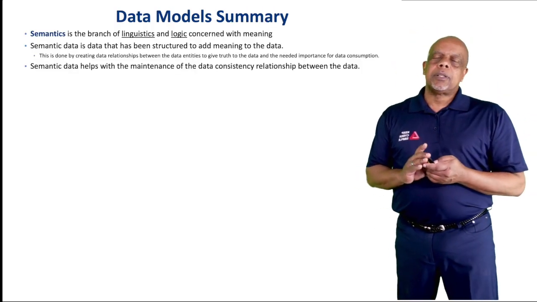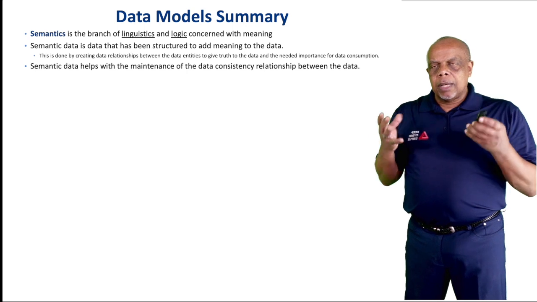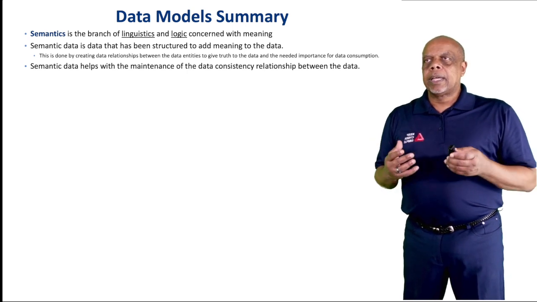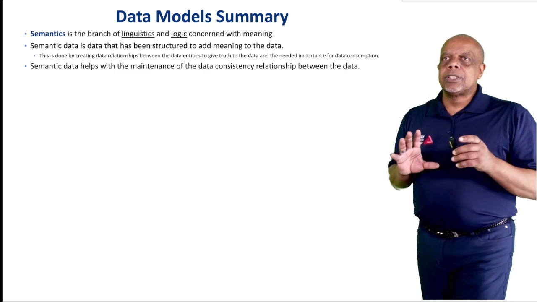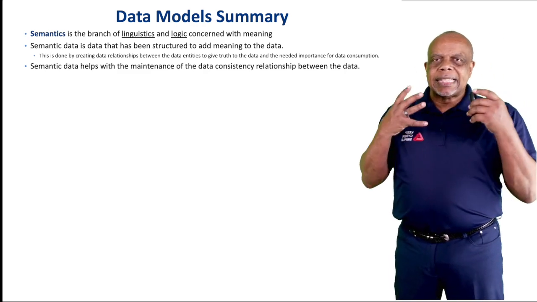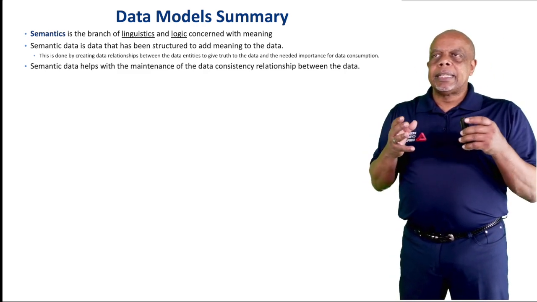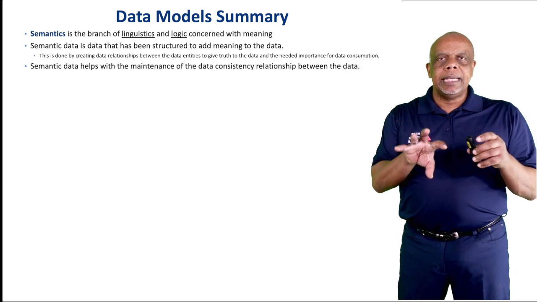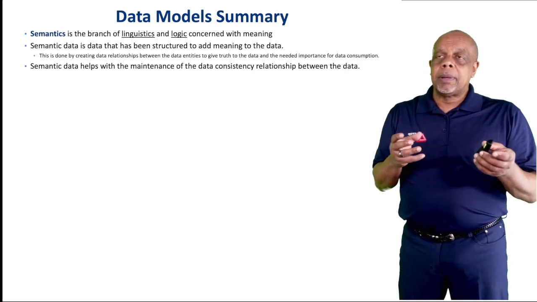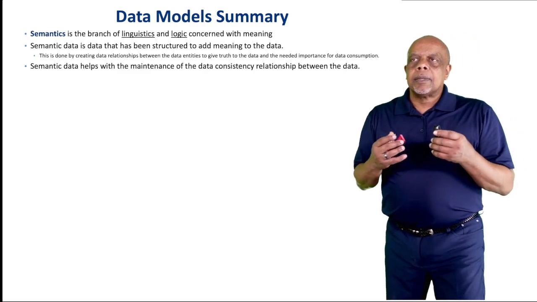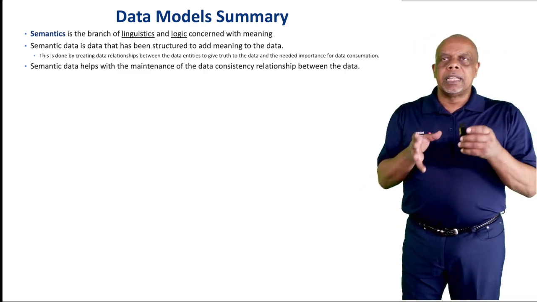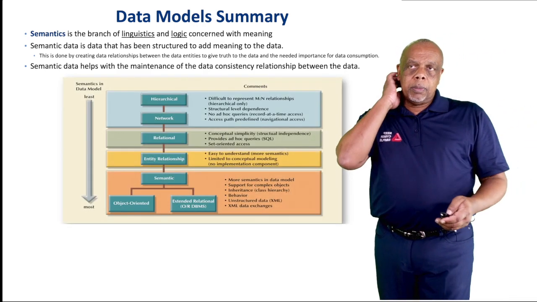So when we think about data models, let's summarize this. It all comes down to what we call semantics. Semantics is the branch of linguistics and logic that deals with meaning, that assigns meaning to things. Semantic data is data that has been structured to add meaning to the data. And this is done by doing what we just talked about, creating relationships between these entities. Semantic data helps with the maintenance of data consistency. So let's take a look at what we mean by that.